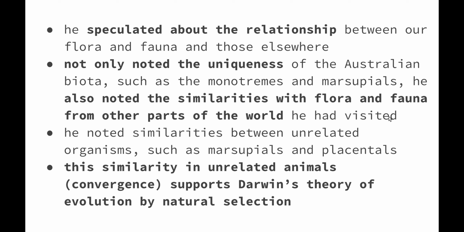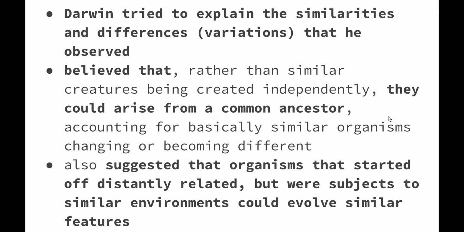Marsupials and placentals that live in similar environments and have similar ways of life, which we call niches, resemble each other structurally and physiologically. This similarity in unrelated animals, which is known as convergence, supports Darwin's theory of evolution by natural selection. Darwin tried to explain the similarities and differences, which we now know as variations, that he observed.